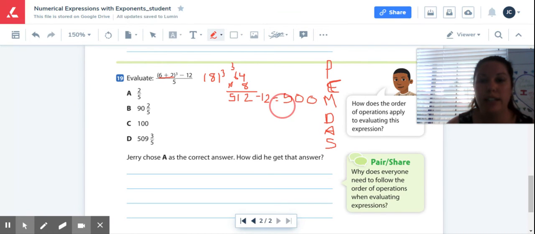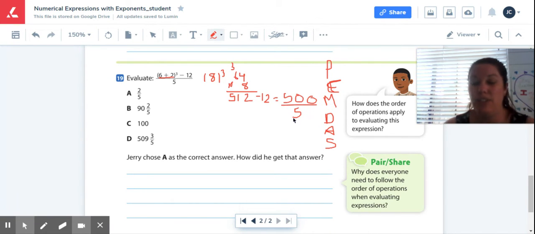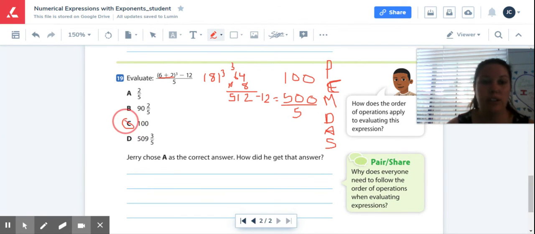And now I can divide that by 5 because that's going to be a way more even, right? Now that's an easy division because if I know that 5 divided by 5 is 1, and then I have these 2 zeros extra, that means my answer is going to be 100. So C is my answer.